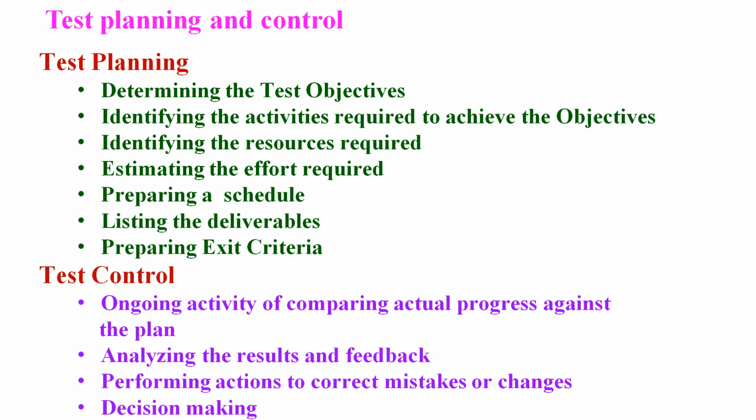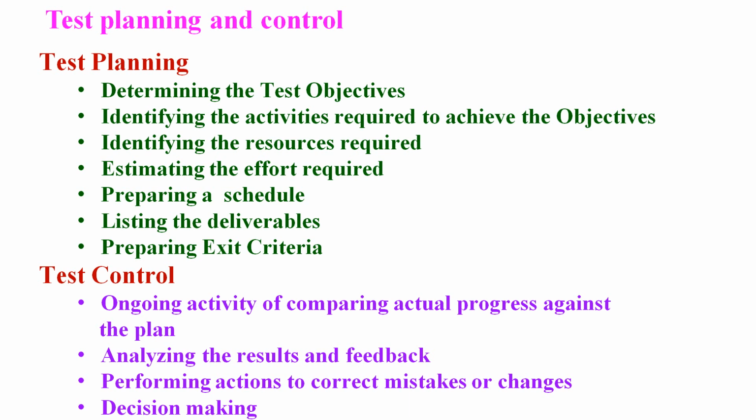Right? And the test control. It is an ongoing activity by comparing the actual progress against the plan. So that means we have planned something. Whether the execution that is happening day to day is happening along with the plan or not. That is called comparison. Comparing the actual progress against the planned progress, against the plan.